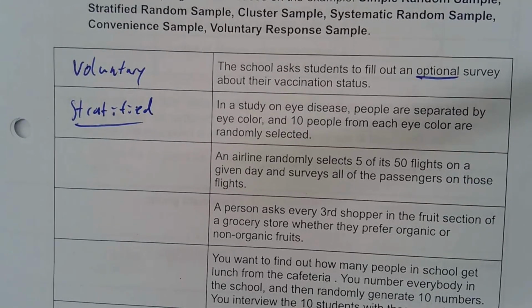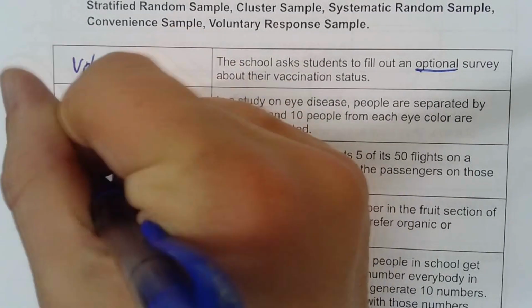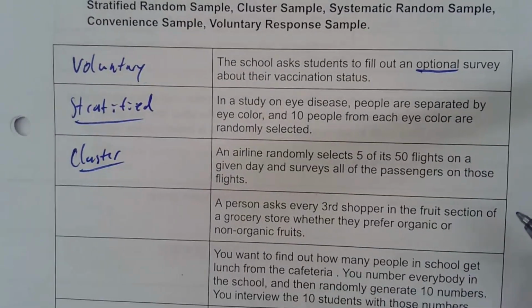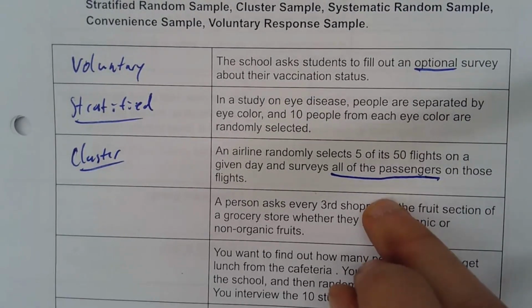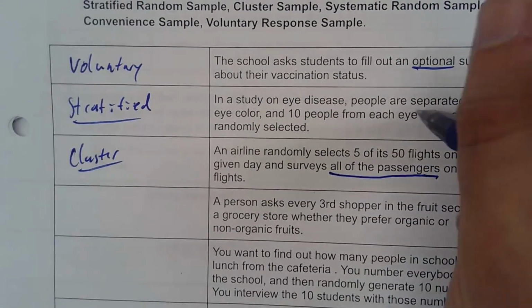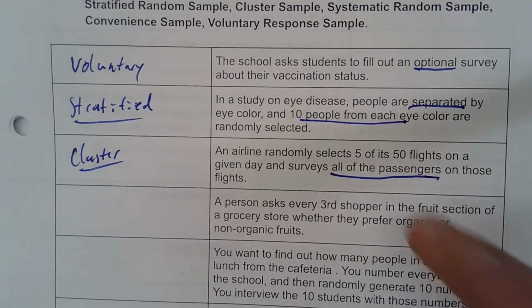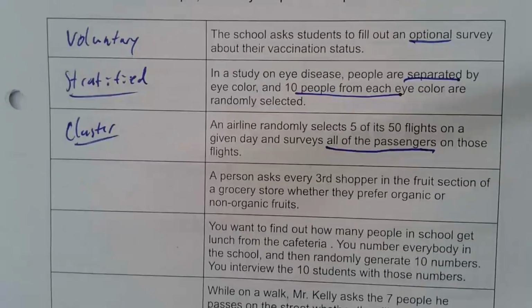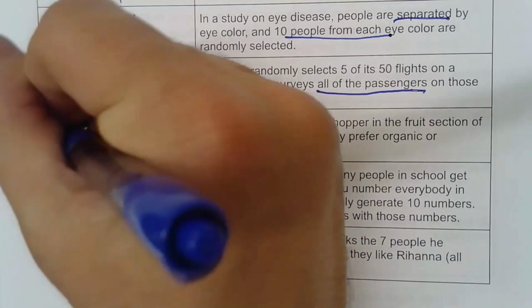An airline selects 5 flights out of 50 and surveys everyone. That's cluster, because it's separated into groups, but it's all of the passengers. So that's a keyword here, all the passengers. The last one is separated, but it's 10 people from each. So that's the difference. Cluster will be everyone in a few groups, but stratified is random from a few. A person asks every third shopper in the fruit section of the grocery store whether they like apples. This is going to be systematic.